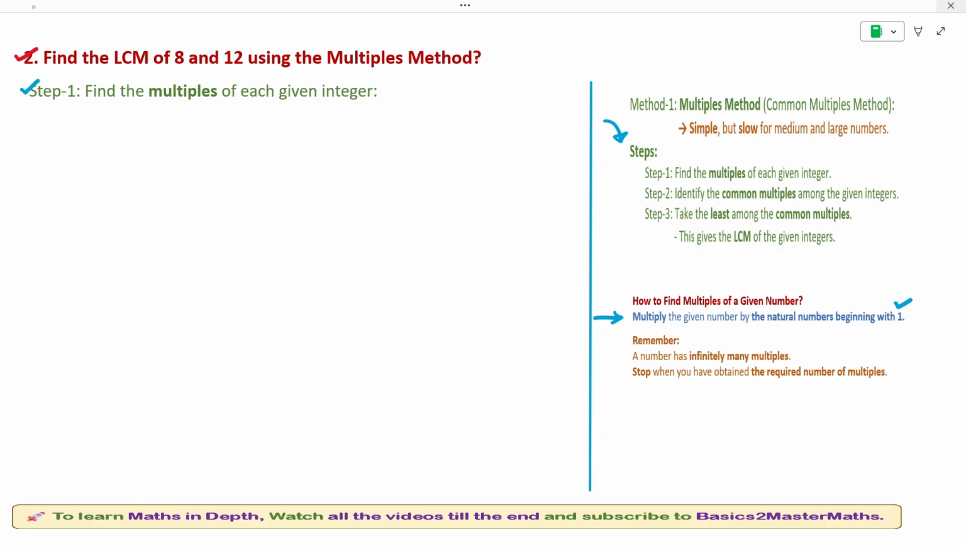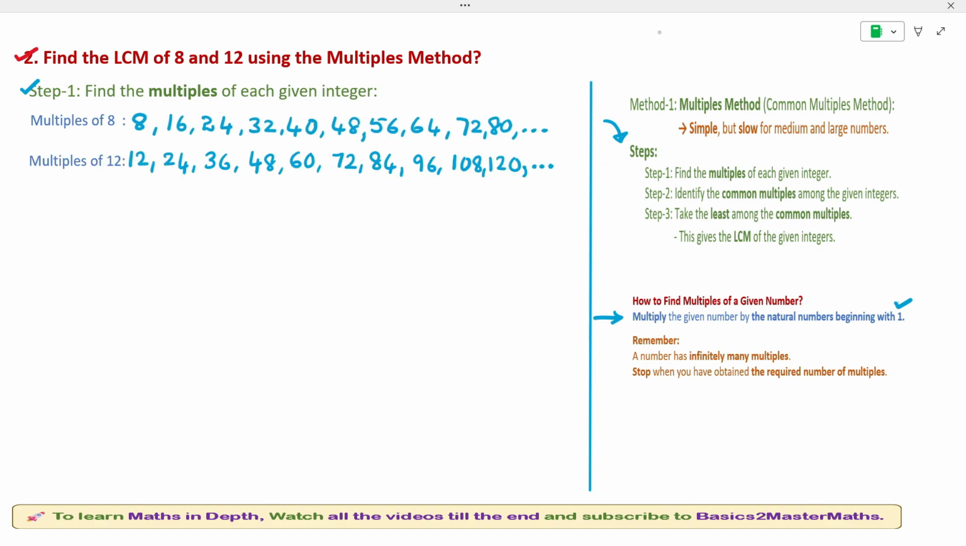beginning with 1. So, multiples of 8 are 8, 16, 24, 32, 40, 48, 56, 64, 72, 80, and so on. Similarly, the multiples of 12 are 12, 24, 36, 48, 60, and so on.